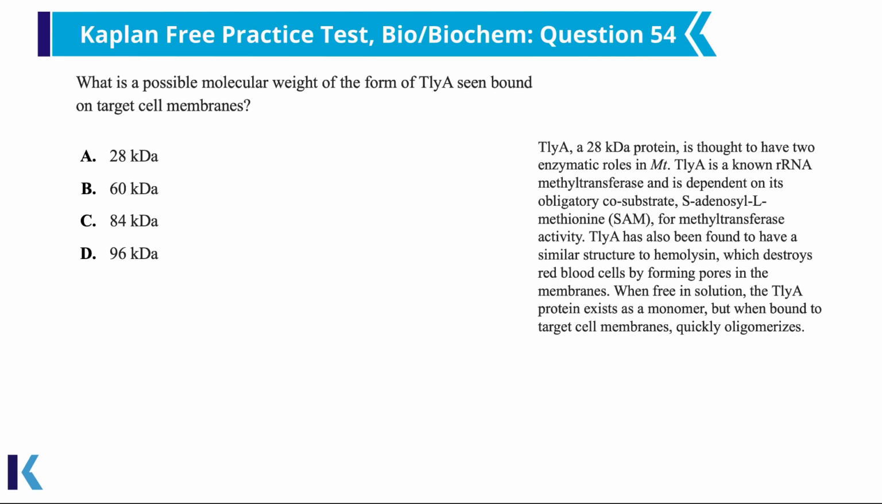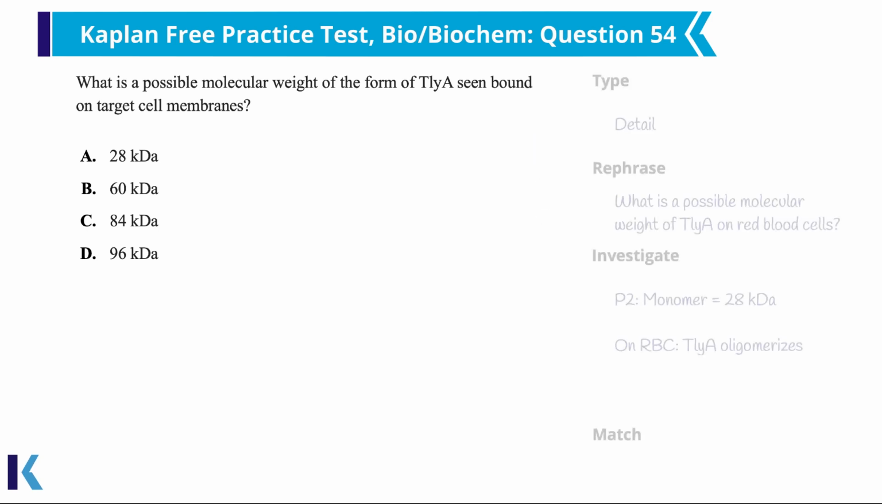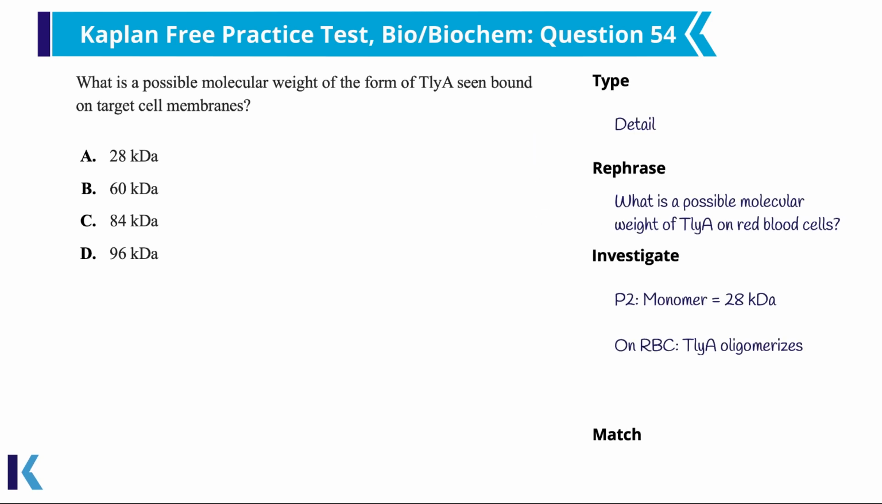My notes don't have anything on molecular weights, but I do remember when going through the passage that paragraph 2 specifically had information on the TLYA protein. Going back to paragraph 2, immediately I see that TLYA is a 28 kilodalton protein. Reading on to where the paragraph discusses its effects on red blood cells, I also read that TLYA goes from a monomeric form to an oligomer when bound to target cell membranes, meaning multiple 28 kilodalton monomers are combining to create a larger protein. Going back to the question, I also take note of the words possible molecular weight. The passage didn't say specifically how big the oligomer is, so that means I can predict that the answer will be a multiple of 28.